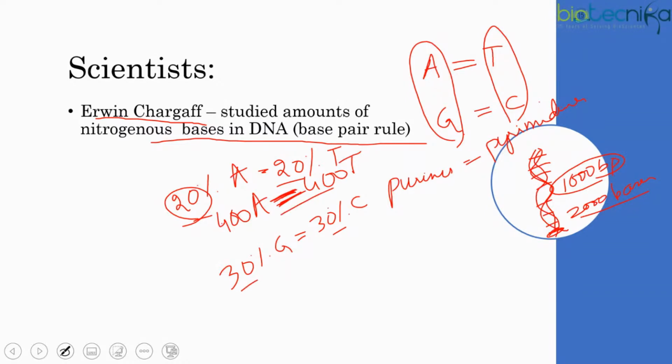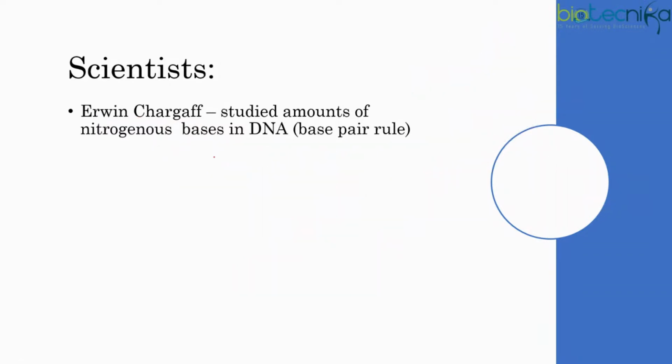Then 30% of 2,000 will be 600, 600 G and 600 C. Between them there will be three hydrogen bonds. Got it? So like that you will have 1,800 bonds. This is how you will have to solve questions regarding Chargaff's rule.